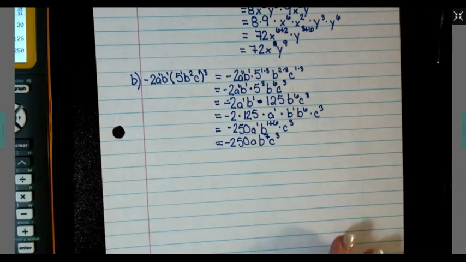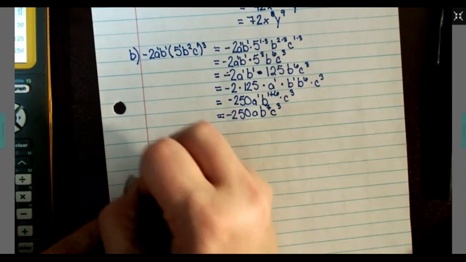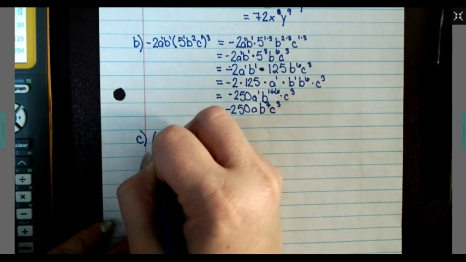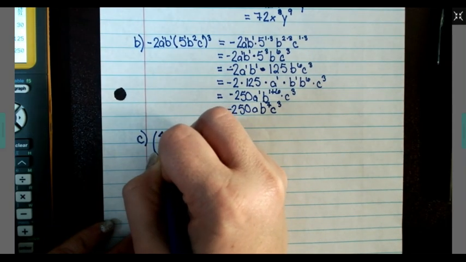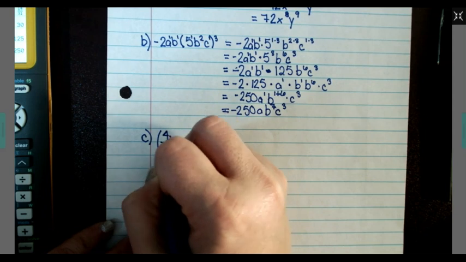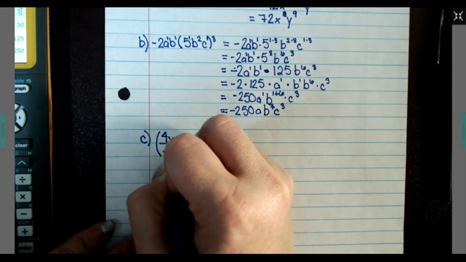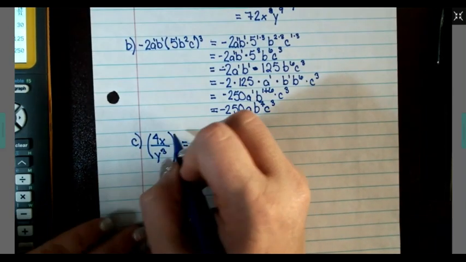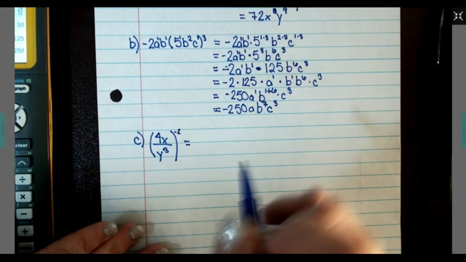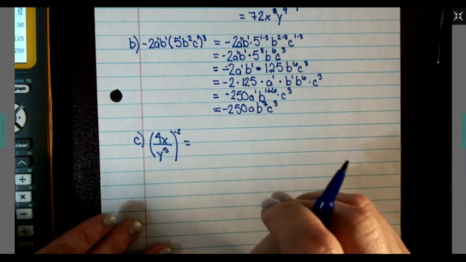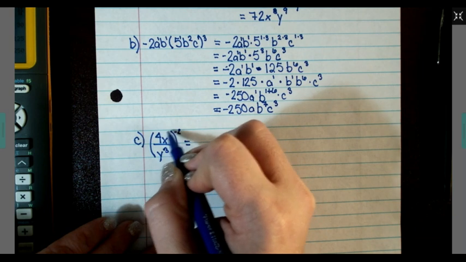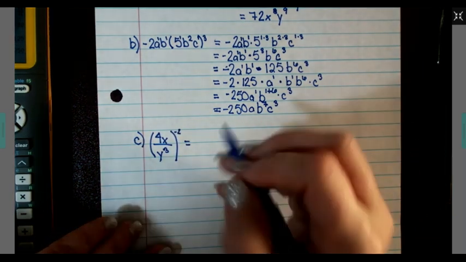Let's take a look at c now. We have 4x over y to the 3 power. Okay. All raised to the negative 2. Sorry, forgot that part. That was important. Remember that this exponent is going to be raised to every term inside.